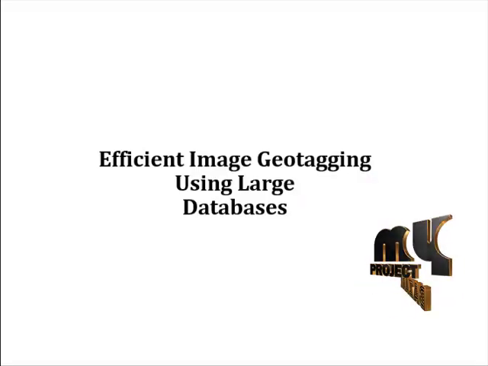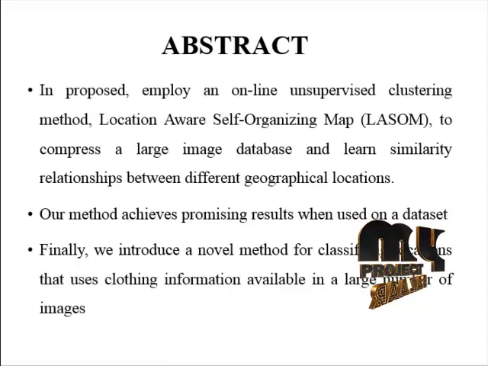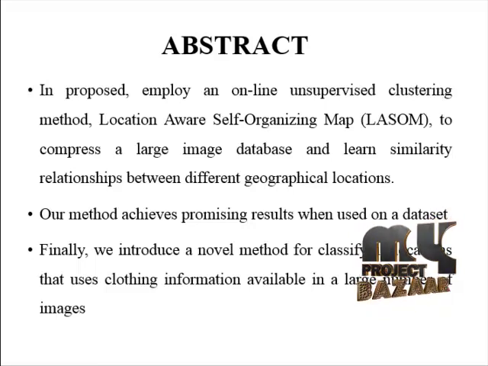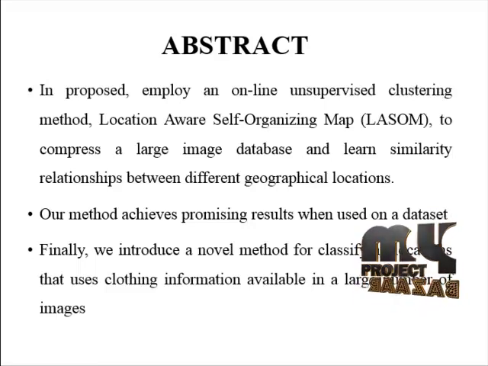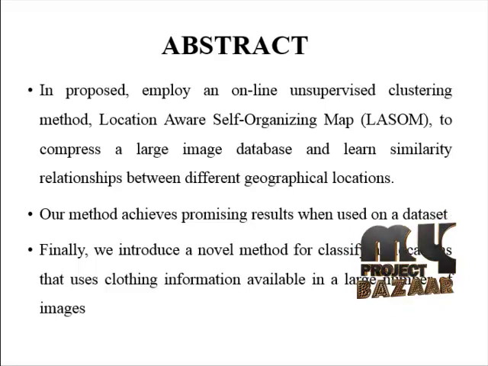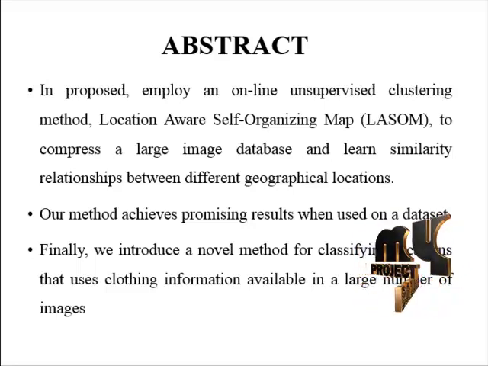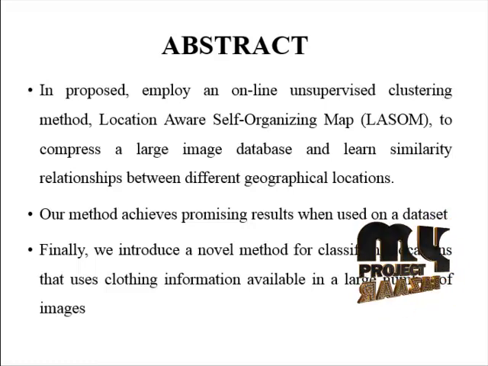Our project title is Efficient Image Geotagging Using Large Databases. In our abstract, we propose employing an online unsupervised clustering method, a self-organizing map, to compress a large image database and learn a similarity relationship between the different geographical locations. Our methods are achieving promising results when used on datasets. Finally, we introduce a novel method for classifying the locations that uses the clothing information available in the large number of images.